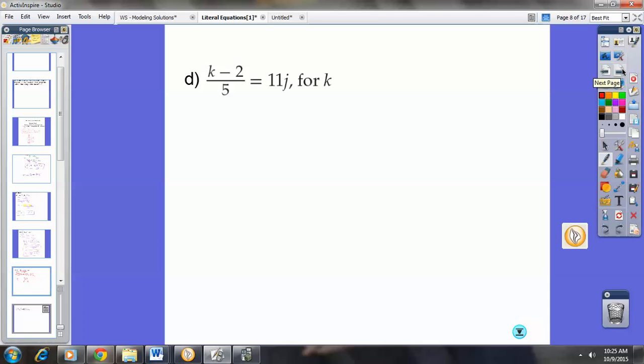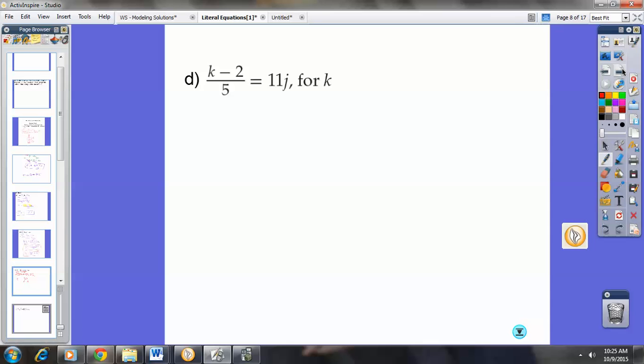Let's do this one together. K minus 2 divided by 5 equals 11J. This is one of those special cases that we talked about where we can't do addition and subtraction first. The whole left side is included in a fraction. So adding and subtracting is not the best choice.